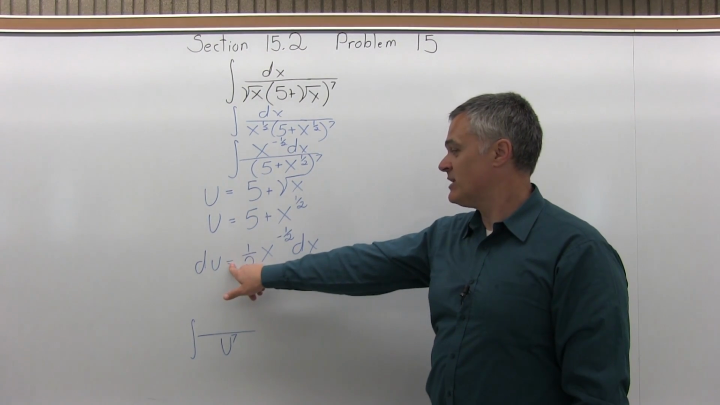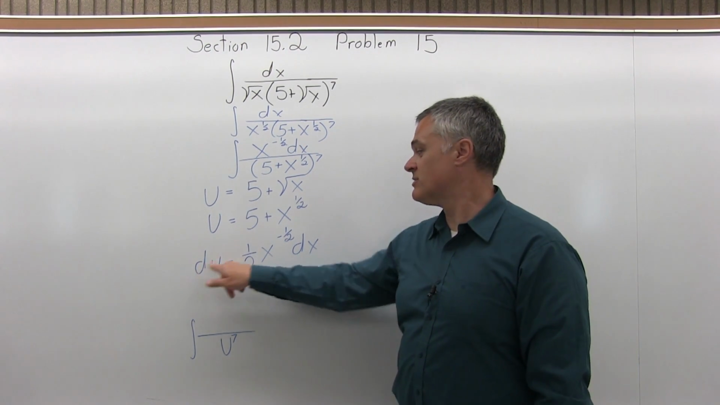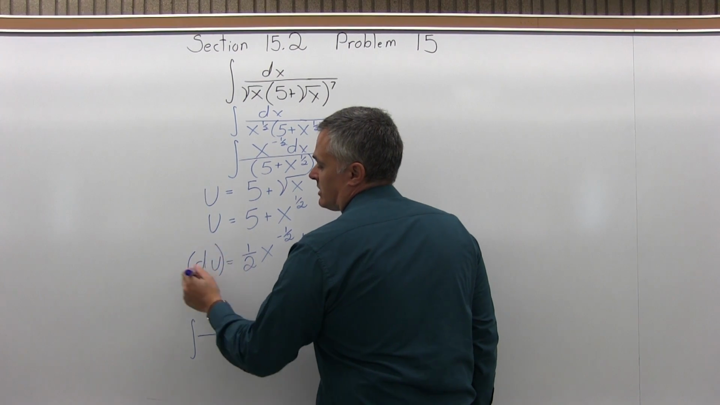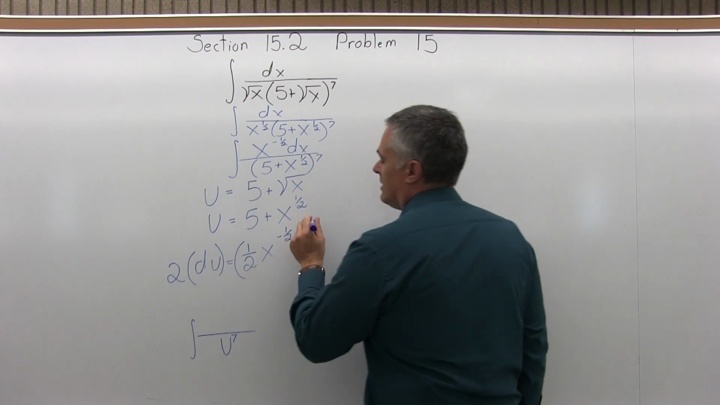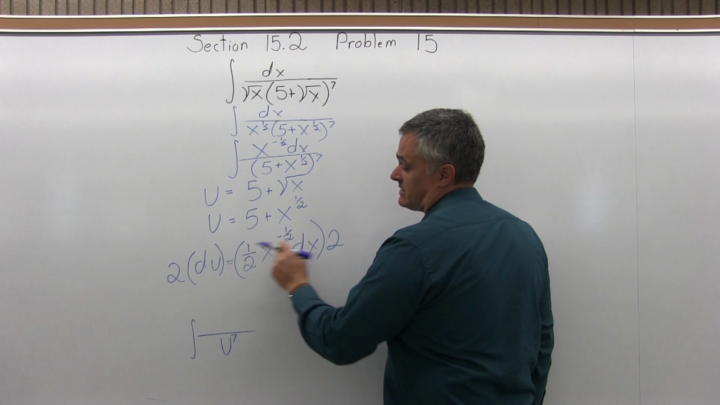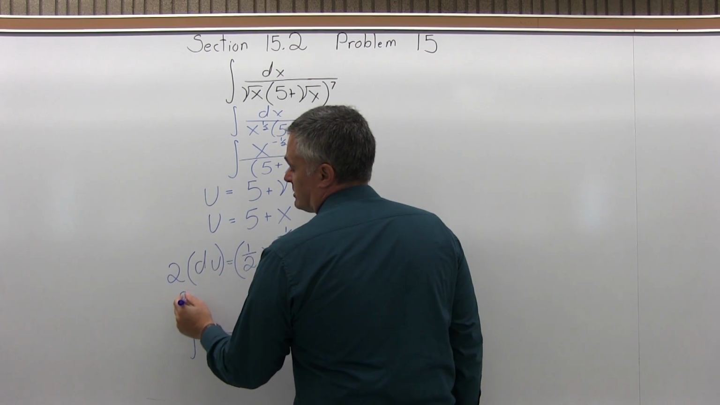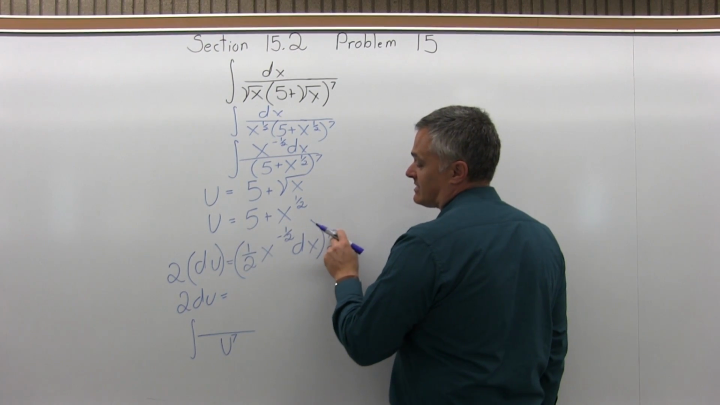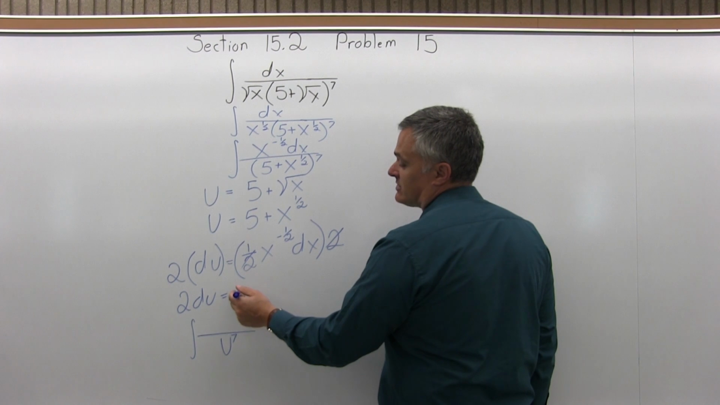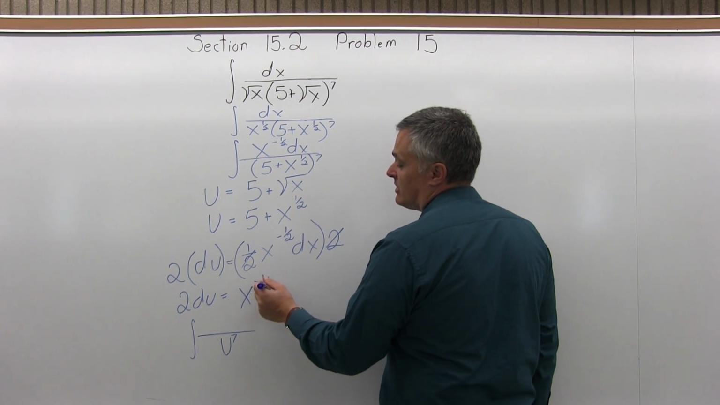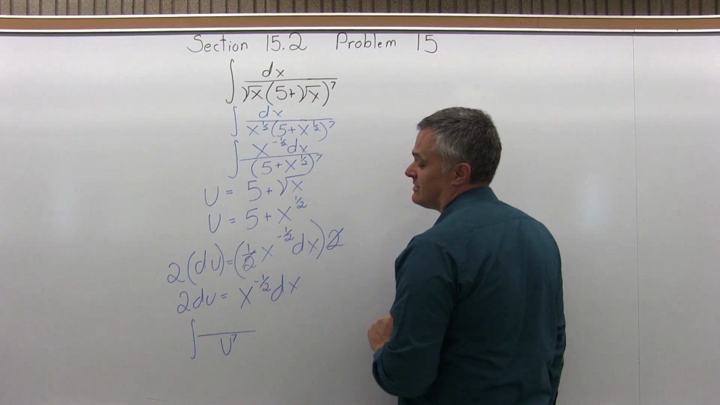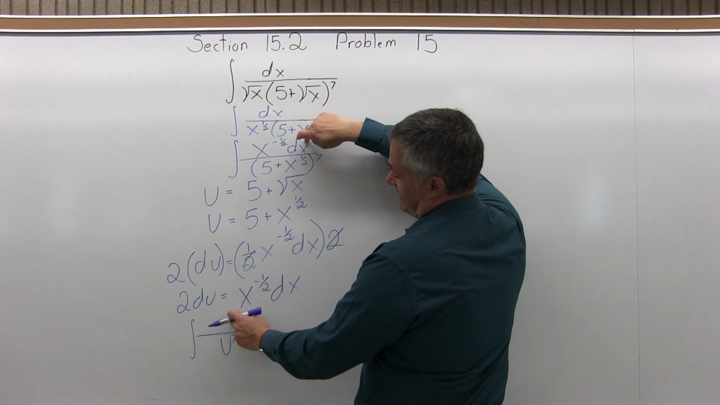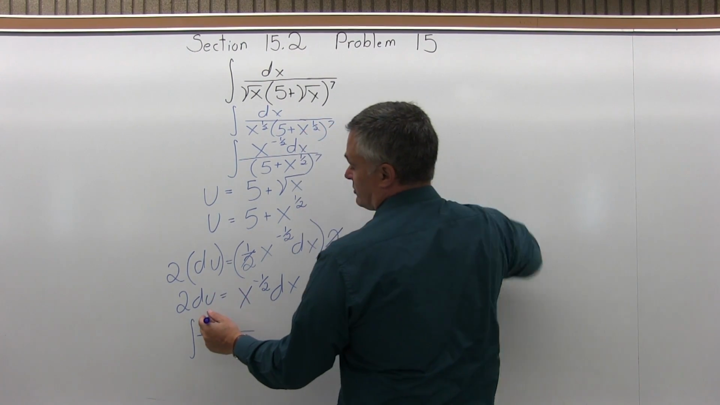Easy enough. I have an equal sign. I can do anything I want as long as I do the same thing on both sides. So on both sides, I'm going to go times 2. So the left side times 2. Right side times 2. That's legal because it's an equals. So on the left, 2 times du is 2 du. Then on the right, 1/2 x to the minus 1/2 dx times 2. The 2 and the 1/2 cancel, leaving me with x to the minus 1/2 dx. So now I need to replace x to the minus 1/2 dx, and I have a perfect match for it. It's equal to 2 du.